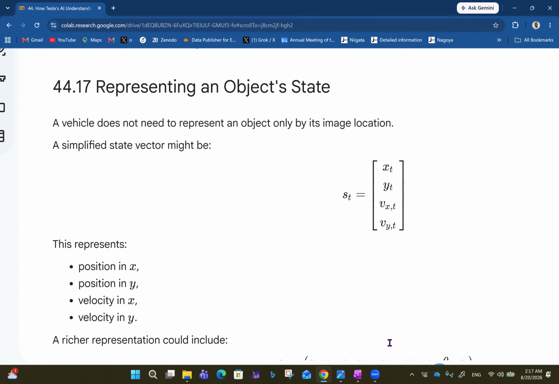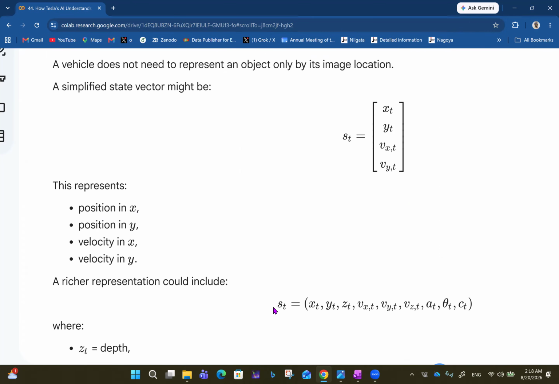Now, representing an object state: a vehicle does not need to represent an object only by its image location. A simplified state vector might be x sub t, y sub t, v sub x comma t, and v sub y comma t. So this represents position in x, position in y, velocity in x, and velocity in y. And this can now be used to calculate the acceleration like we saw before.